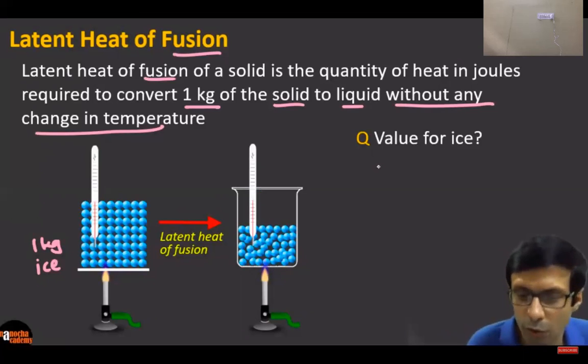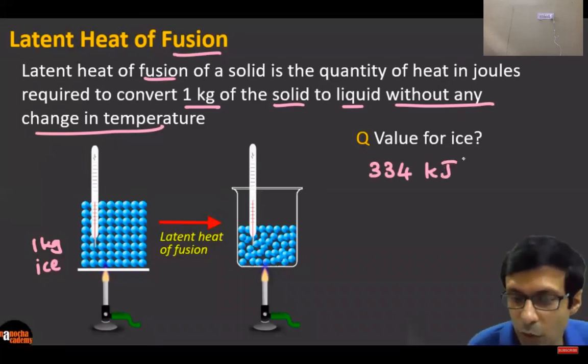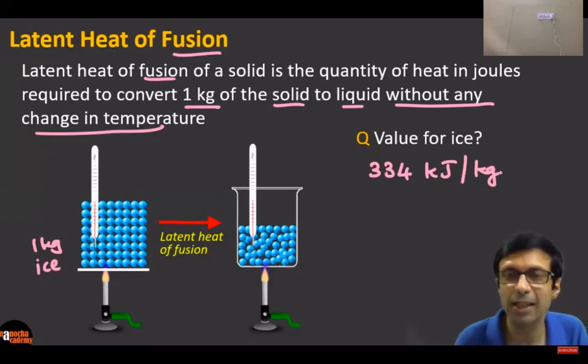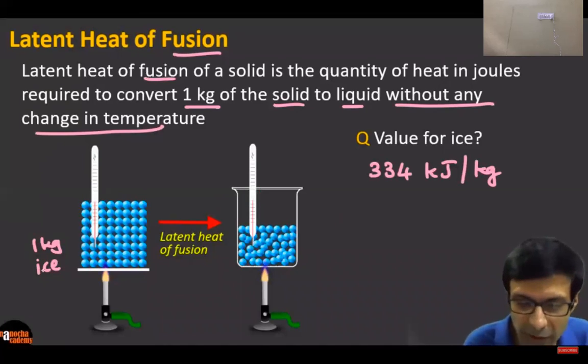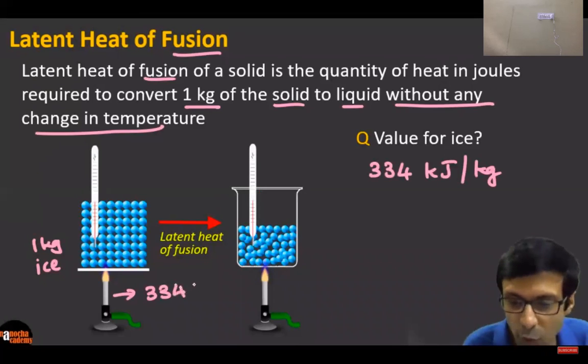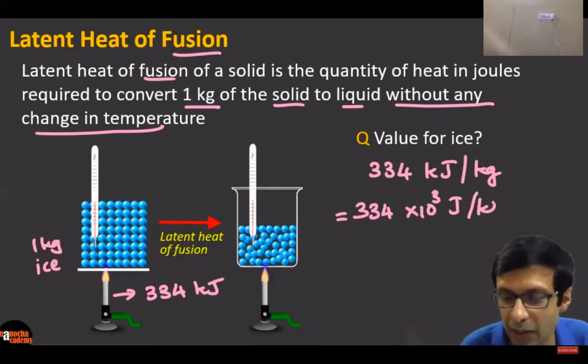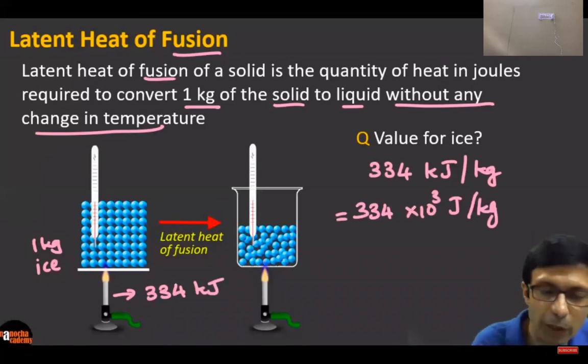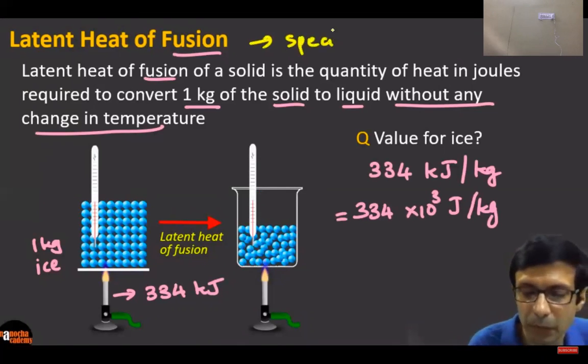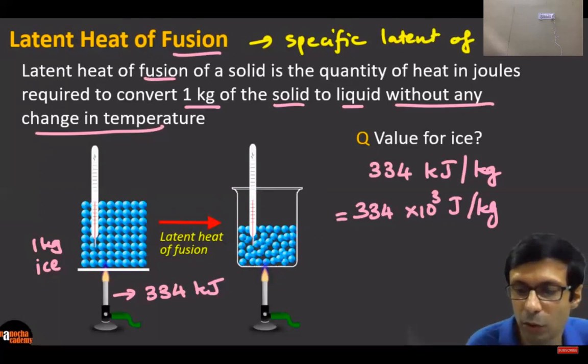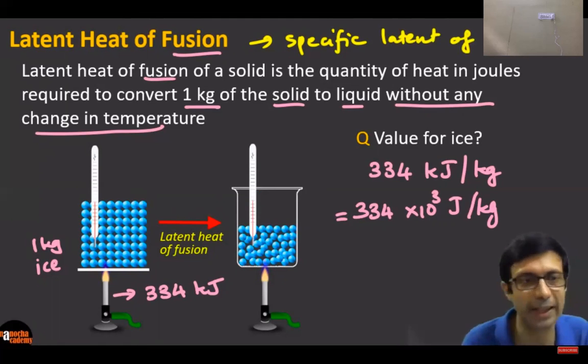Okay. So this value again, it's an approximate value which you should learn. It's 334 kilojoule per gram. What does that mean? That if you take 1 kg of ice, we need to supply, how much heat is being supplied here? 334 kilojoule, which is basically 334 into 10 to the power 3 joule per kg. Can you see that? And as we said, this can also be known as specific latent heat or latent heat of fusion, right? So it's specific because it is for 1 kg, right?